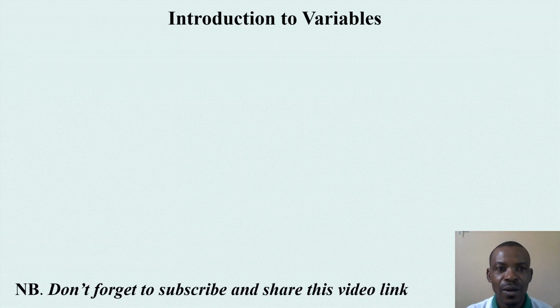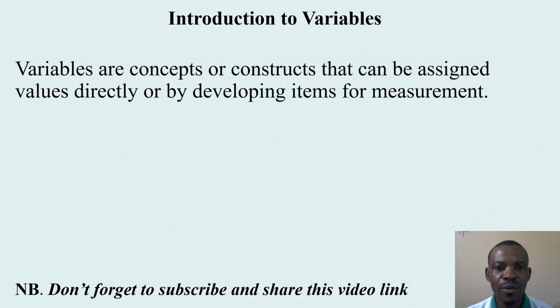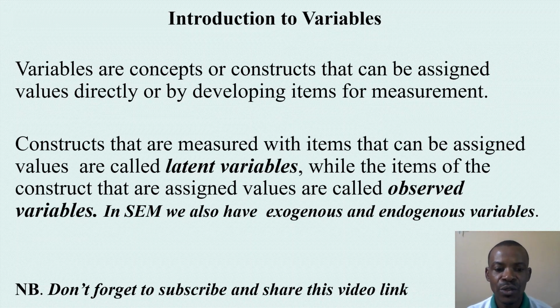All right, let's know what a variable is before we talk about the types of variable. Although I've discussed this in my previous video on concepts, constructs, and variables. A variable is a concept or a construct that can be assigned value to. Either you assign it directly or you develop items in order to assign values to those items. The ones you assign directly can be concepts, but the ones you don't assign directly can be constructs. So a variable is a concept or construct that you can assign values to.